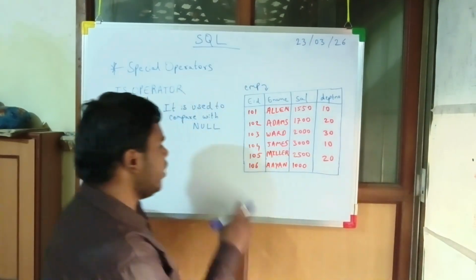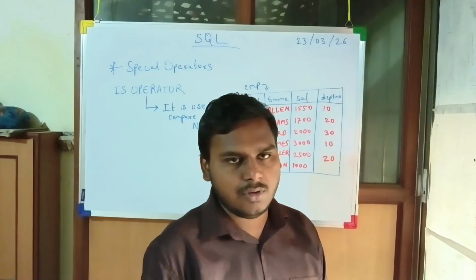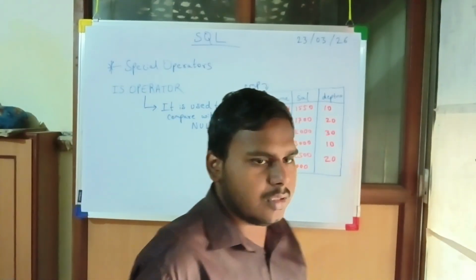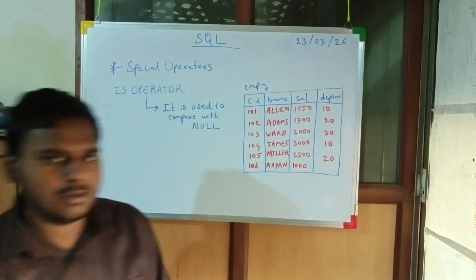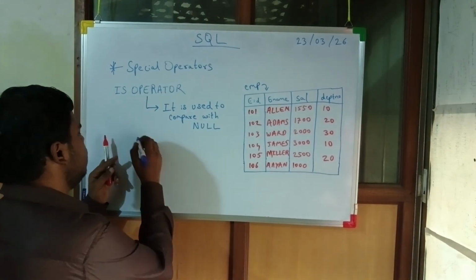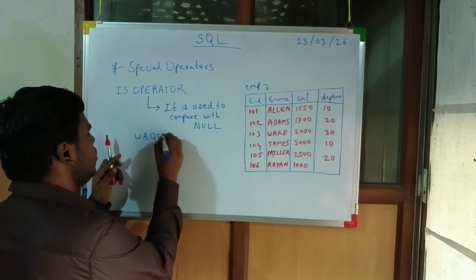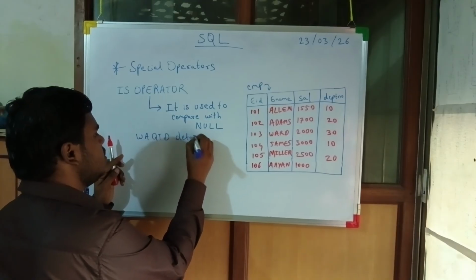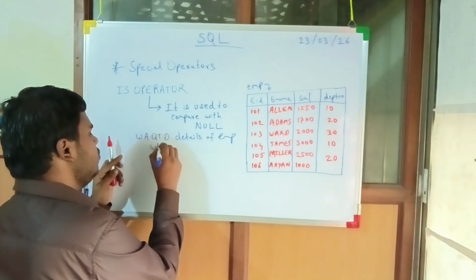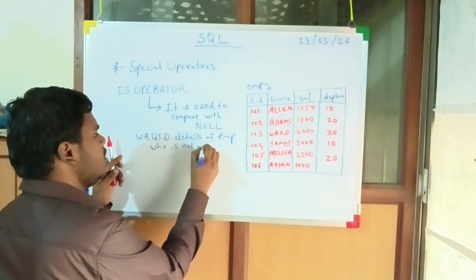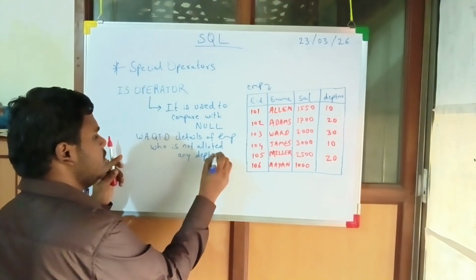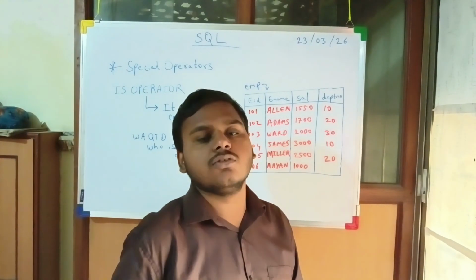Now I want to know the details of the employee who is not allotted any department number. I want to get this record as an output. So how will you write the query? If you know the selection concept, how to write filter conditions, somehow. If I give you a question: write a query to display details of employee who is not allotted any department, means his department number is null. Indirectly the question is saying this.